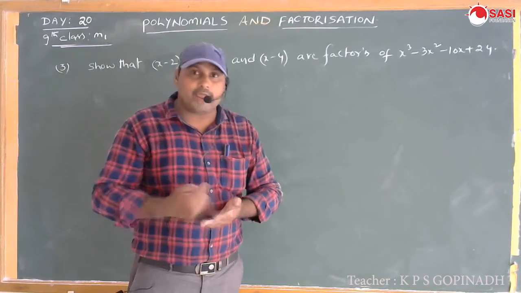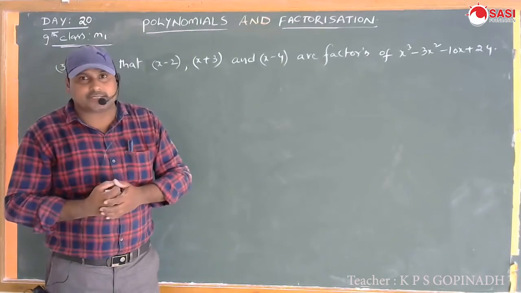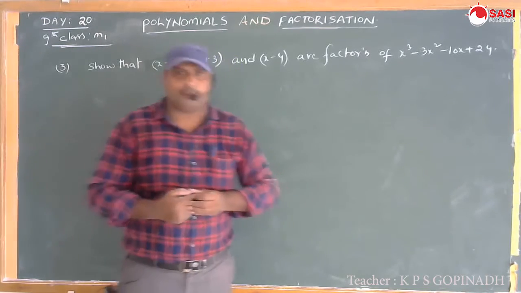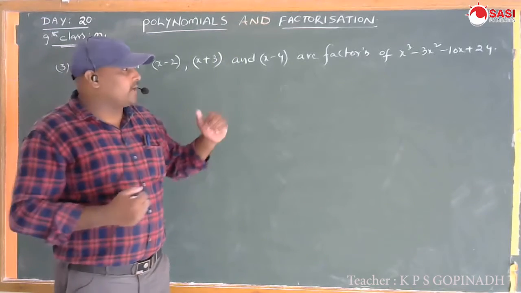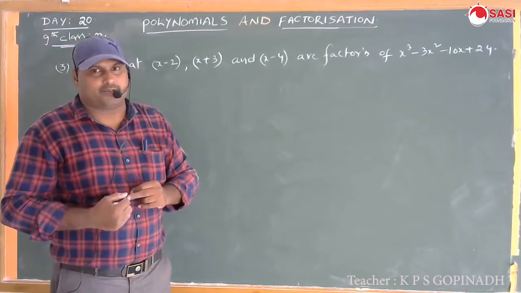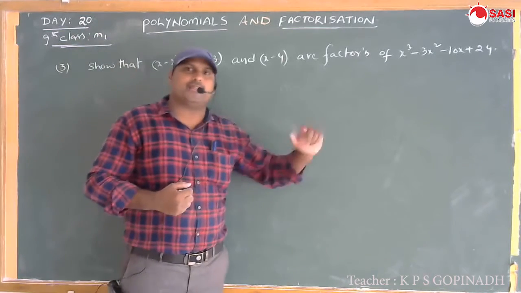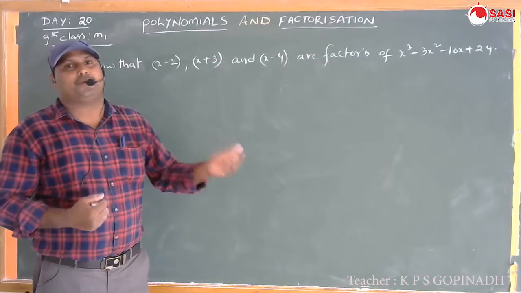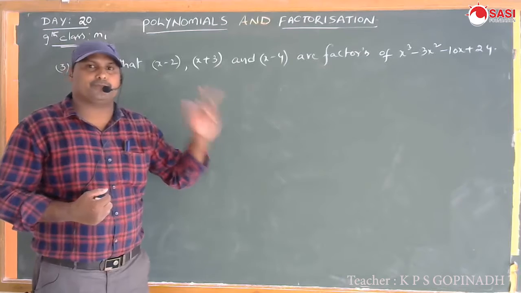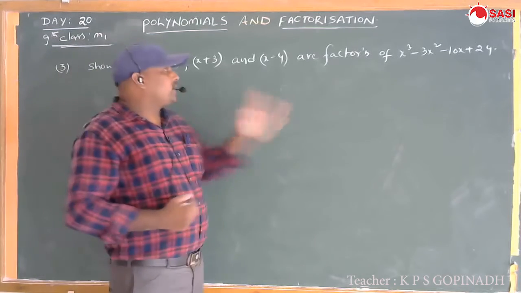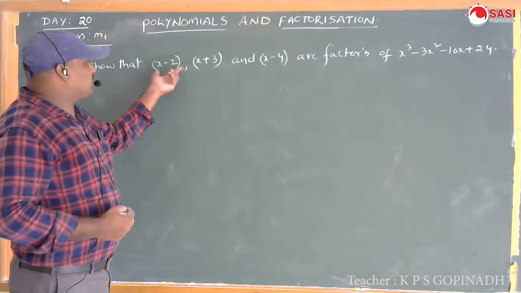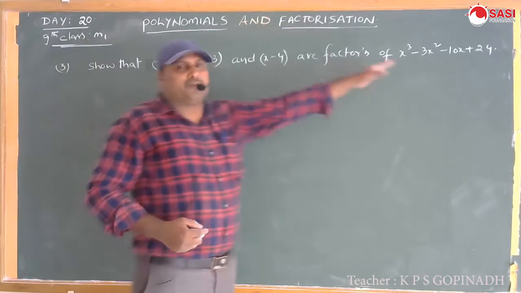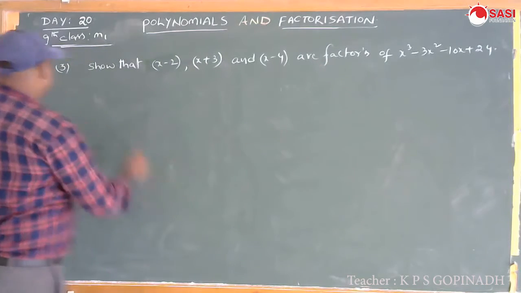Okay, why? Because the factor theorem tells us that for any polynomial whose degree n is greater than or equal to 1, and where a is any real number, two propositions hold. What are they? If p of a equals 0, then x minus a is a factor of p of x. Or if x minus a is a factor of p of x, then p of a is equal to 0. So already some factors are given, that is x minus 2, x plus 3, x minus 4, are the factors of the given polynomial. Show that.